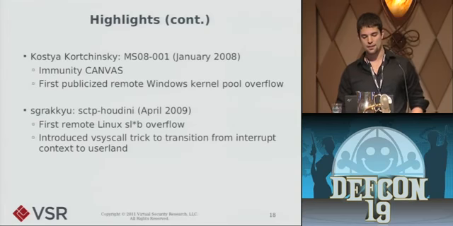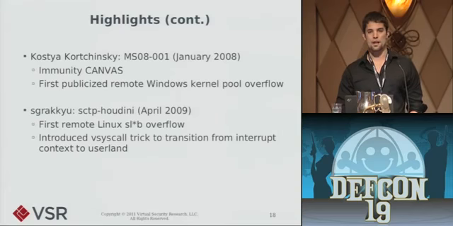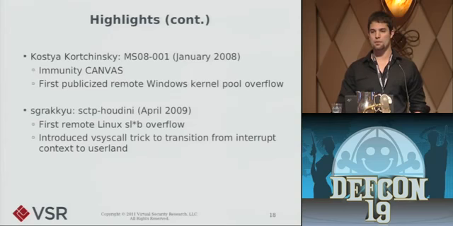And then finally, in 2009, sgrakkyu published an exploit for a Linux kernel vulnerability in the SCTP protocol, which is a remote Linux heap overflow. And I think one of the great contributions from this exploit is he introduced a really neat trick that leverages a 64-bit specific page mapping to easily transition from interrupt context to executing code directly in userland.